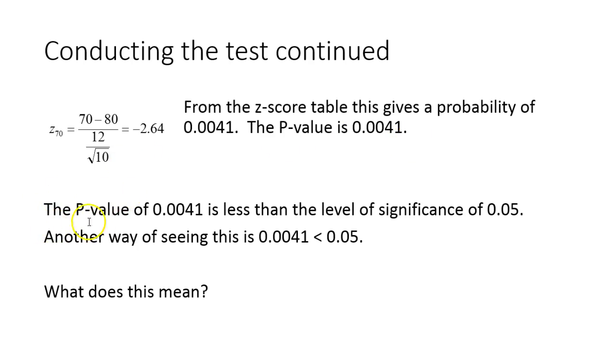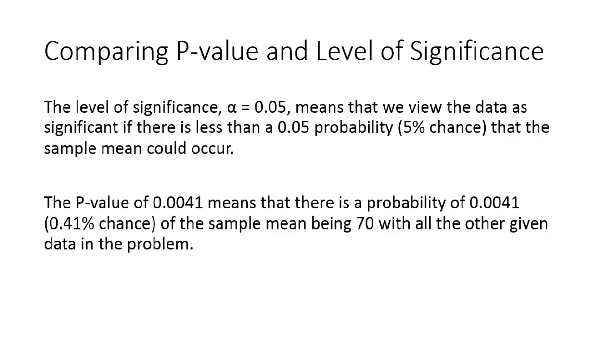So let's talk about what this means a little bit. First of all, the p-value is compared to the level of significance. Another way to see this is an inequality here, comparing our two values. So the level of significance of 0.05 means that we can view the data as significant if there is less than a 5% chance that the sample mean could occur. So basically, how far away from the population mean are we, and how likely is it that we could be there?